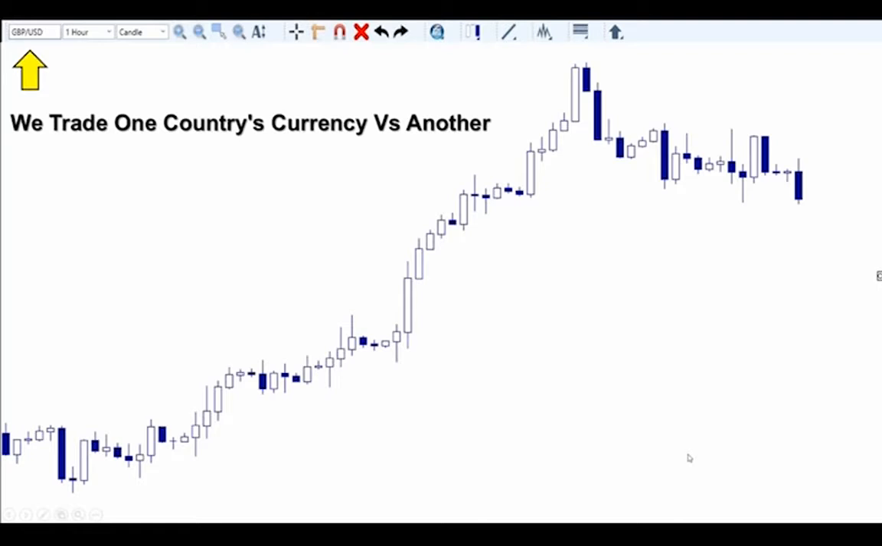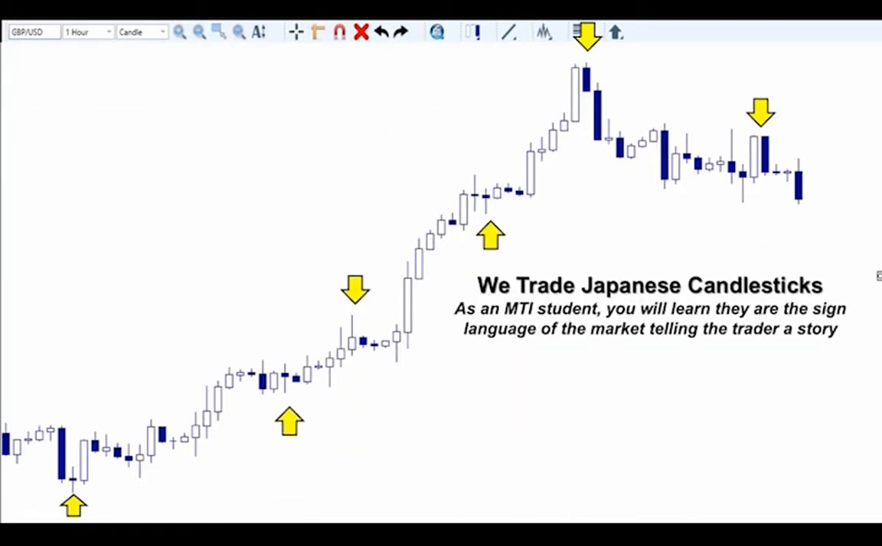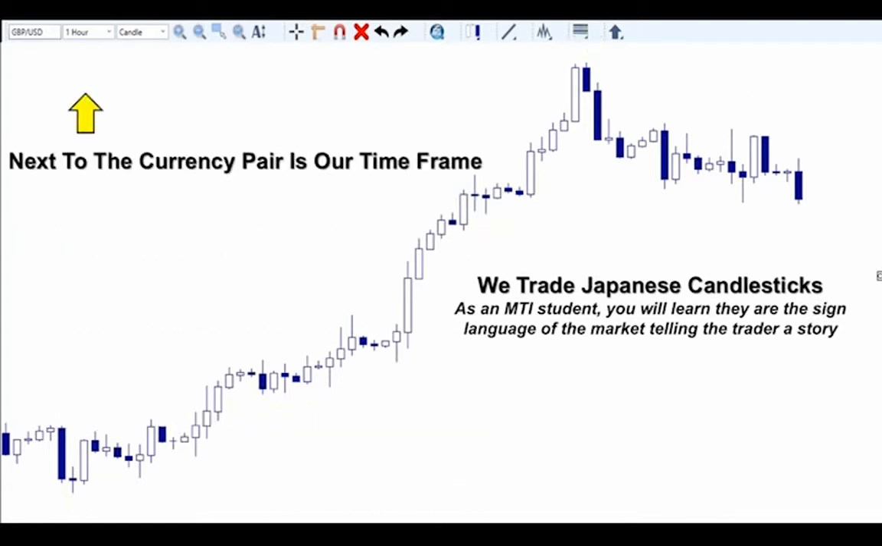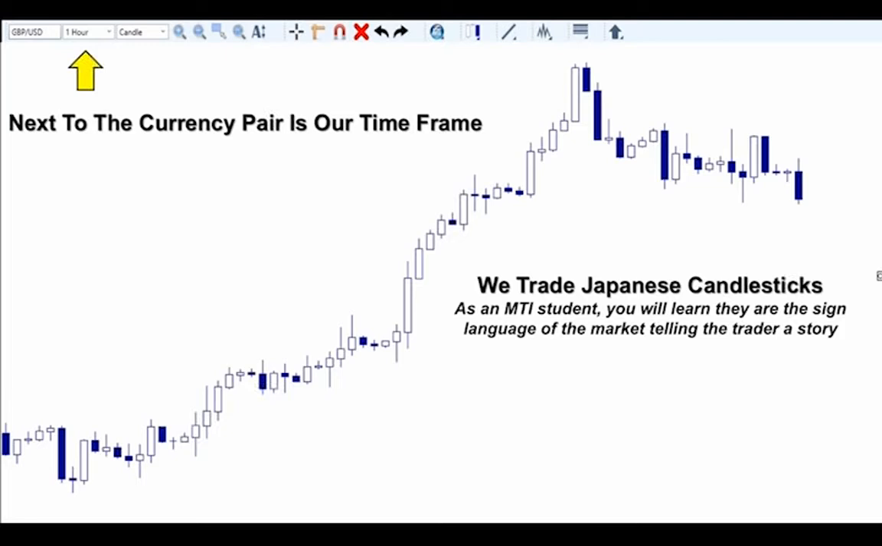Now, as I just mentioned, these little rectangles are called Japanese candlesticks, and we teach our students how to trade utilizing these candlesticks. I'm not going to go into a lot of detail explaining what these candlesticks are, but what they do is they represent the time frame on our chart. They represent what the market has done in a certain amount of time. In this case, we're going to be utilizing 1-hour charts. So if you look next to the currency pair in the upper left-hand corner, it's going to be a 1-hour chart. What that means is that each one of these candlesticks represents what the market has done in a 1-hour time frame.